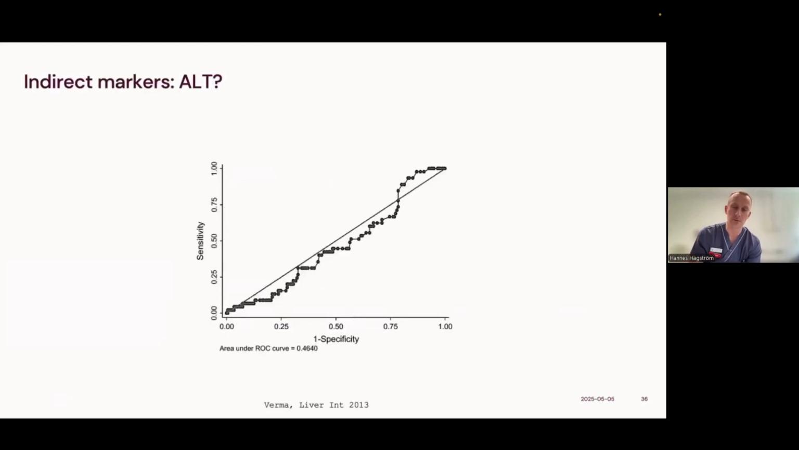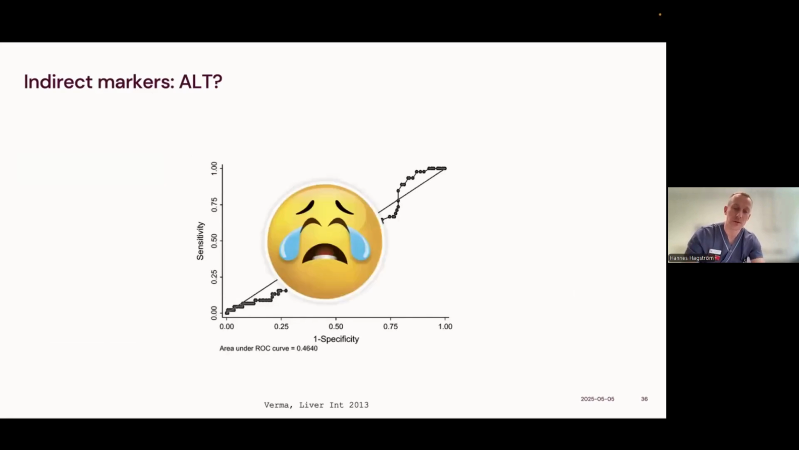So what can we use? What about ALT? How good is ALT to identify fibrosis? Well, it's not really good. It has an AUC around 0.5, meaning it's like tossing a coin. But this is still one of the most common ways, at least we in Sweden get referrals, because it's so tricky to educate our colleagues out in primary care. So we usually get referrals for patients with an elevated ALT. So this is pretty poor. We cannot use ALT to identify fibrosis specifically.